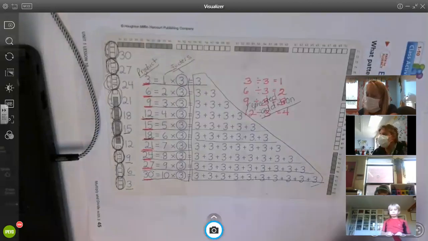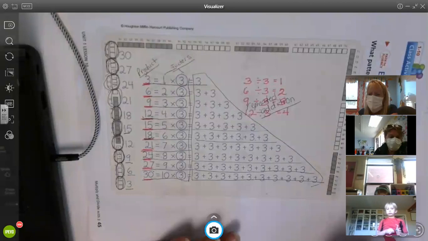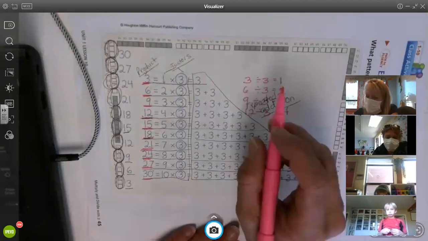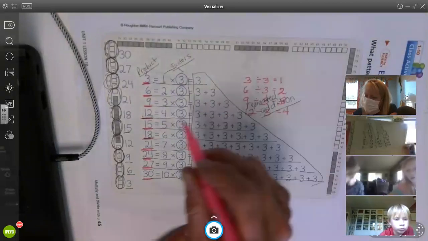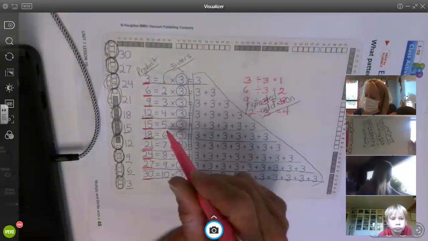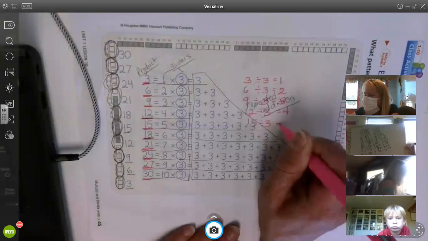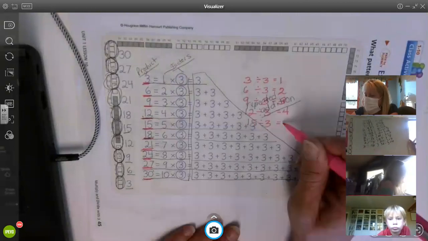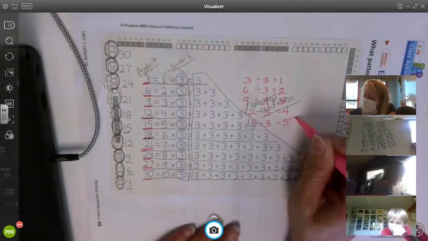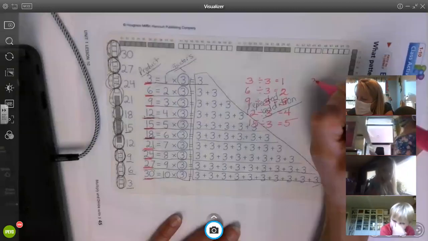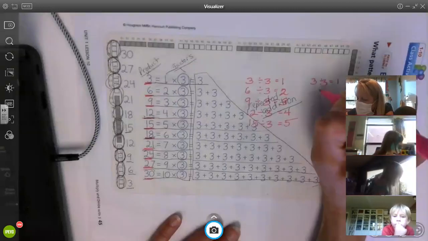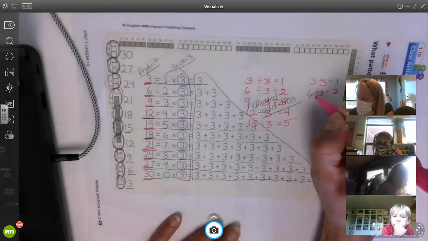Good job, Katie. Good job, Haley. All right, Cooper, if I know 15 equals 5 times 3, then 15 divided by 3 equals 5. I'm going to move these over a little so you can look for patterns. Hopefully you already saw a pattern and that's what's helping you.